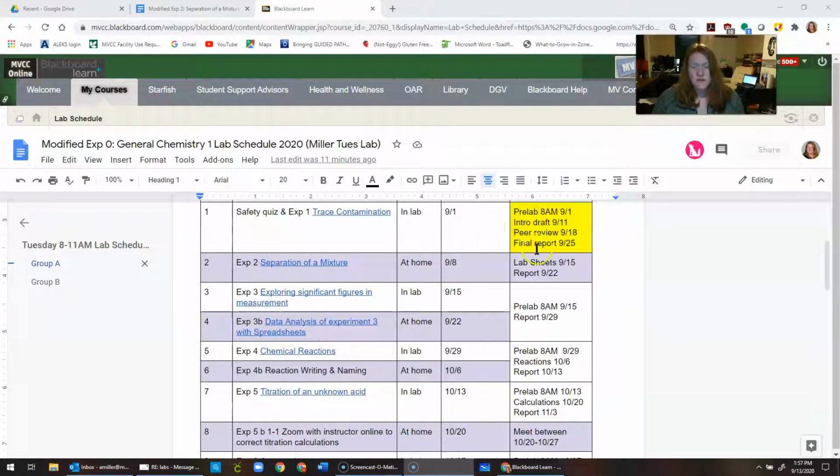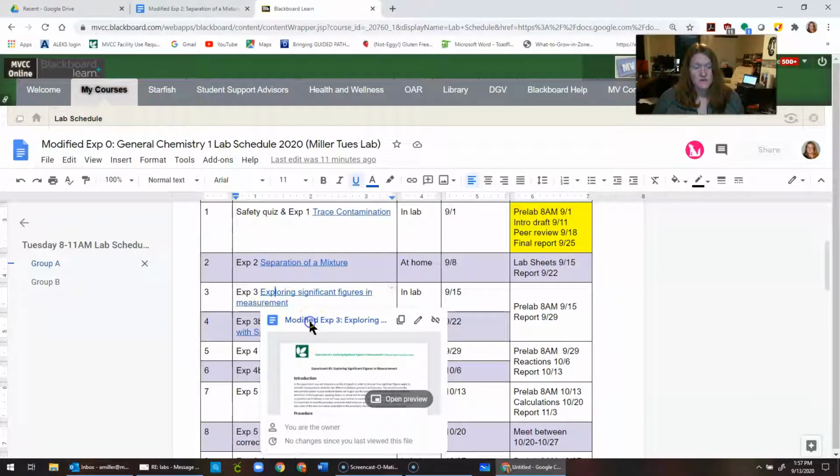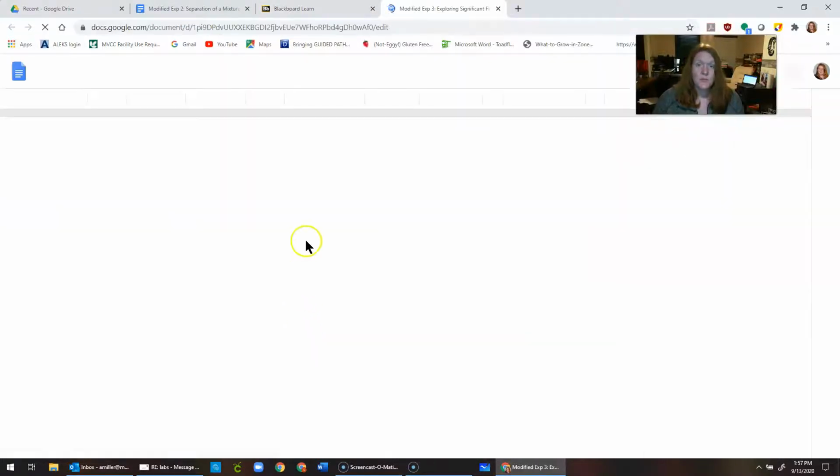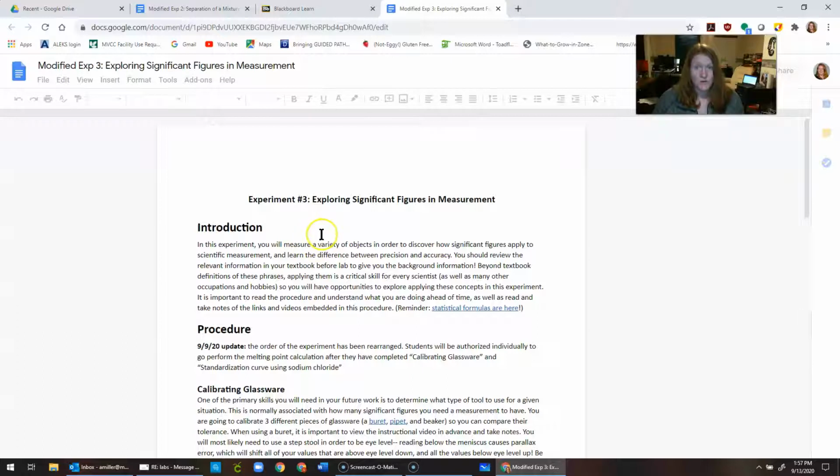So the due dates are going to be different for each specific instructor, but in general you guys are in week 3, so Group A is doing this experiment, exploring significant figures in measurement. You want to print this procedure and bring it with you if you can. We did make some updates last week, so you want to print it recently.